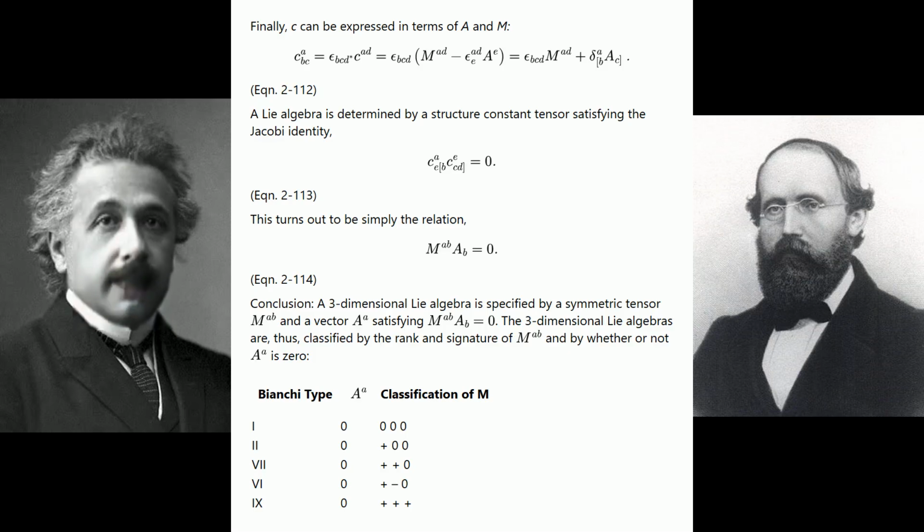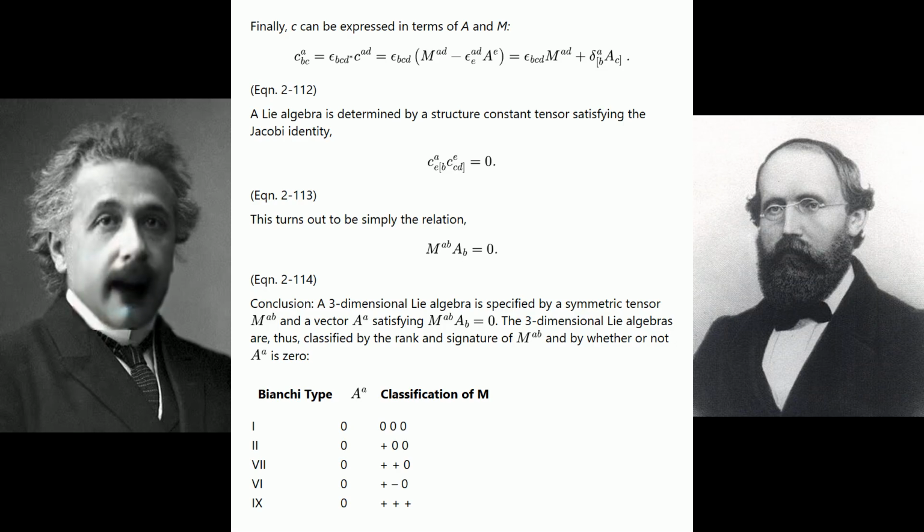See equation 2-112. A Lie algebra is determined by a structure constant tensor satisfying the Jacobi identity. See equation 2-113. This turns out to be simply the relation, see equation 2-114. Conclusion: a three-dimensional Lie algebra is specified by a symmetric tensor M^{AB} and a vector A^A satisfying M^{AB}A_B = 0. The three-dimensional Lie algebras are thus classified by the rank and signature of M^{AB} and by whether or not A^A is 0.